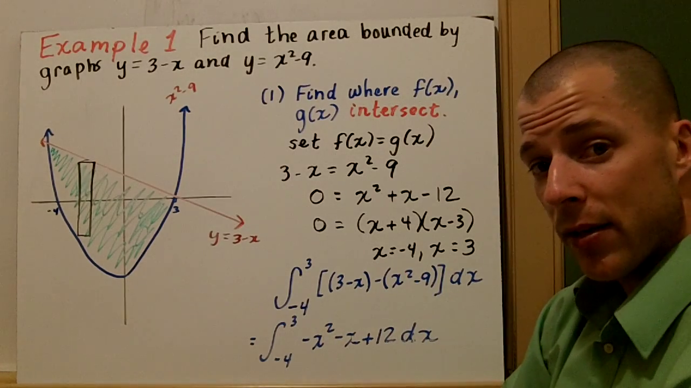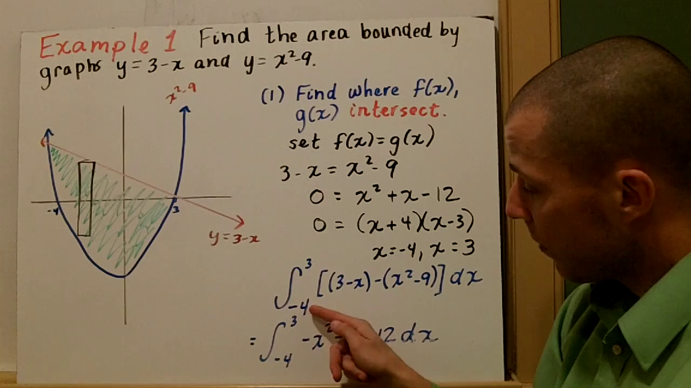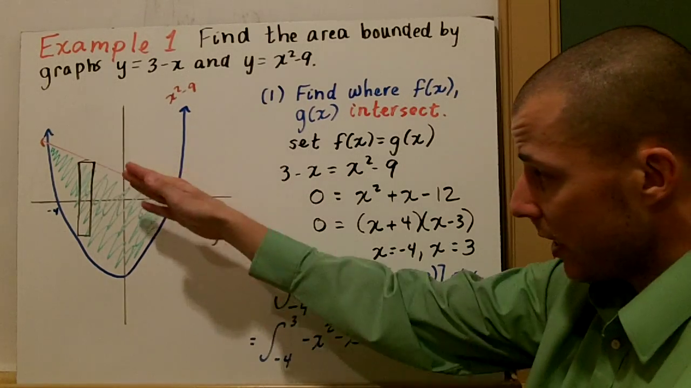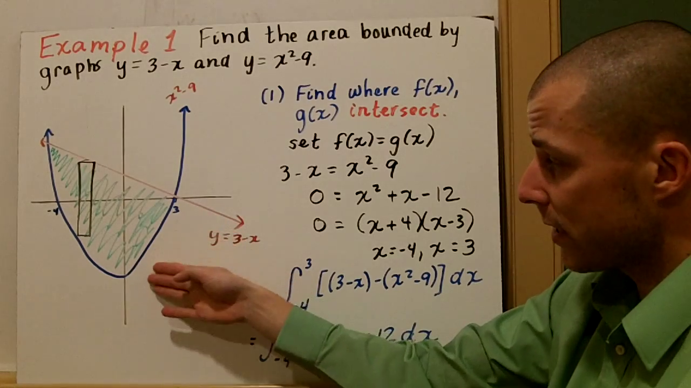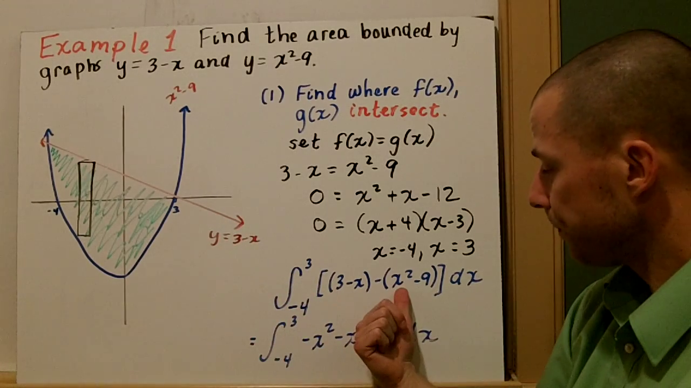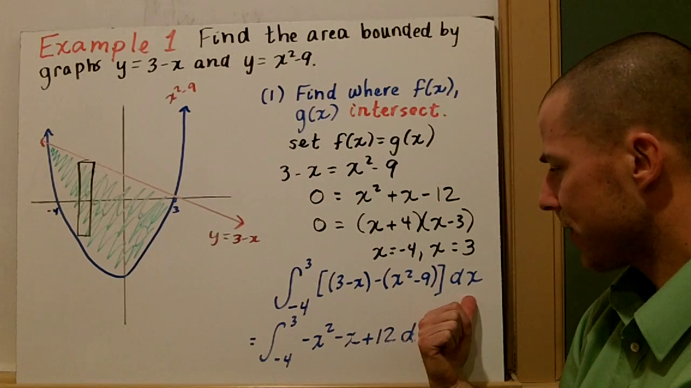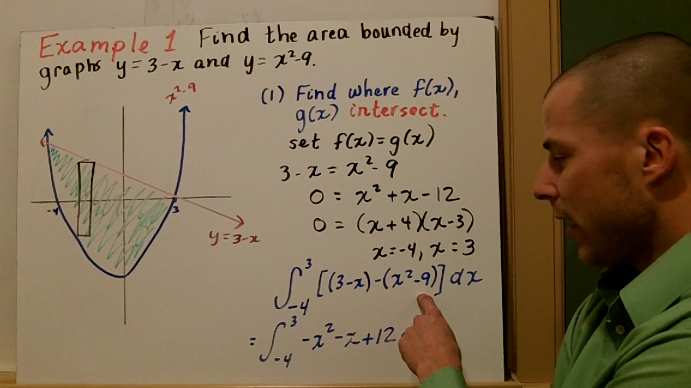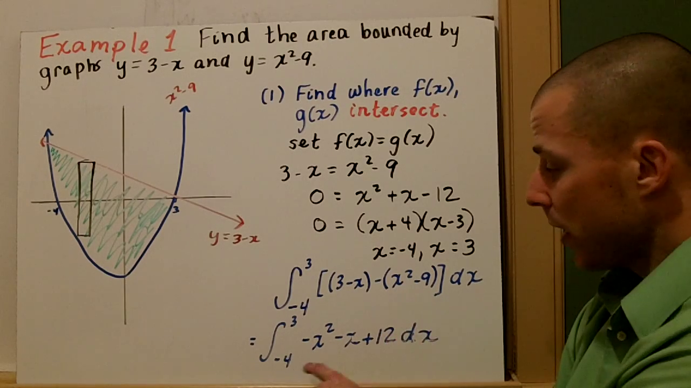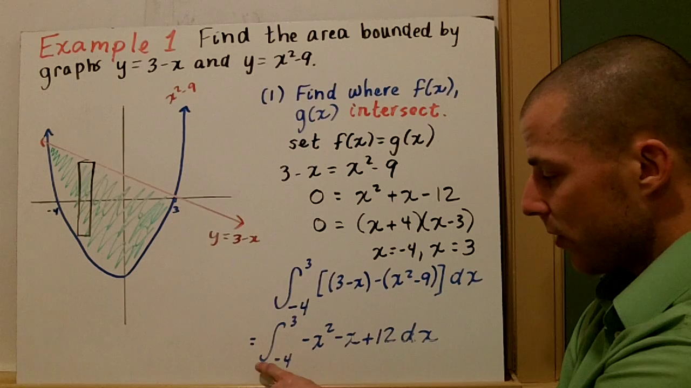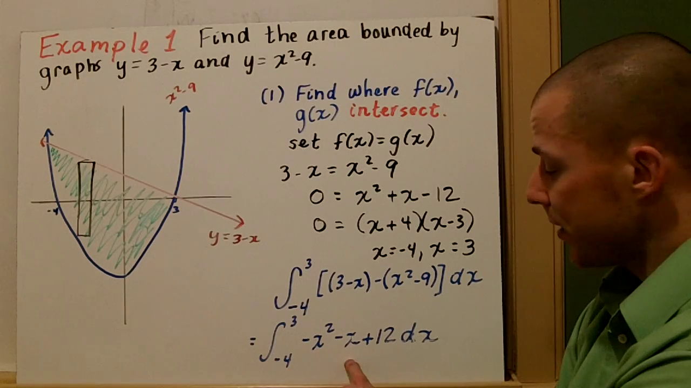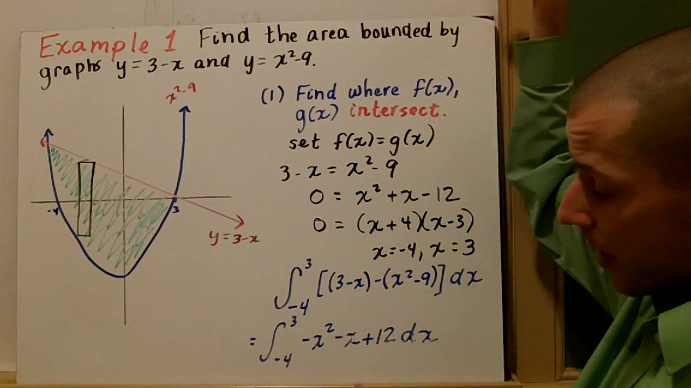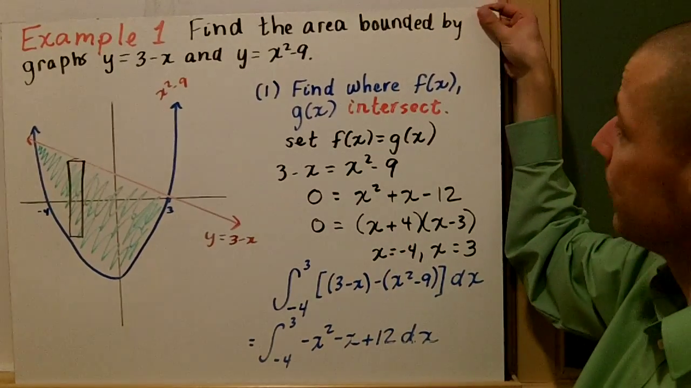So now I have to write my integral. So we can go from negative 4 to 3. And you can see that the upper function here is 3 minus x, and the lower function is going to be x squared minus 9 dx. And so what I've done here is I really just distribute the minus sign, the negative, and simplify. And then we get from negative 4 to 3 the integral of negative x squared minus x plus 12 dx. It's going to be on the top of our next slide, so we're not done yet. We still have to integrate to find this area.